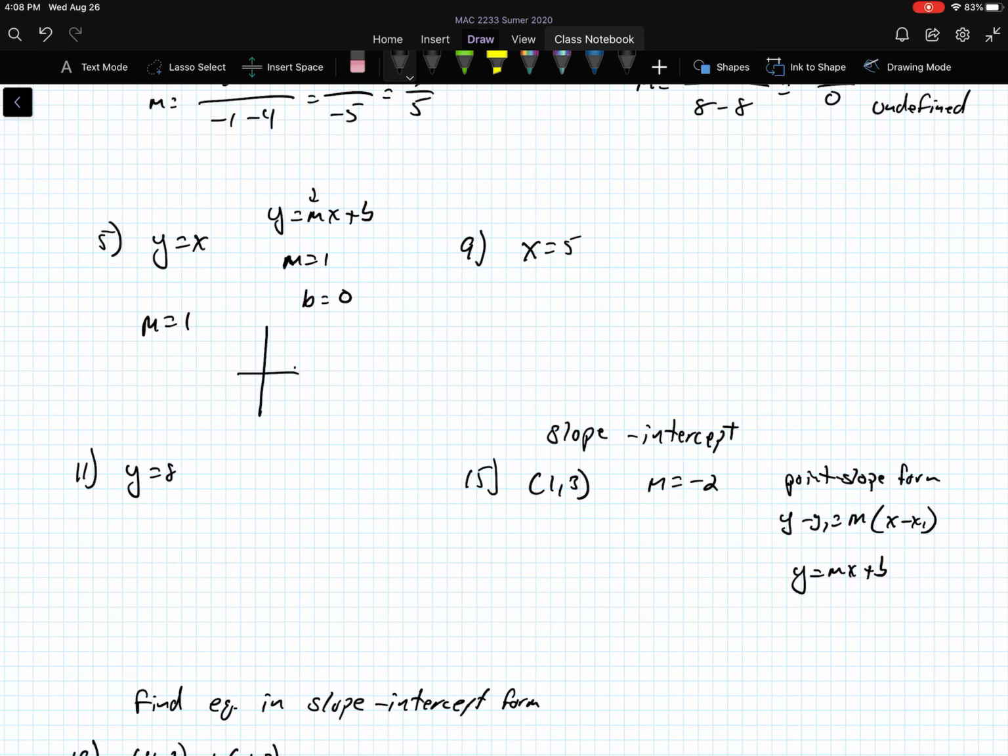So if I were to graph the equation of number 5, it would go through the origin. So just a quick recap of that.